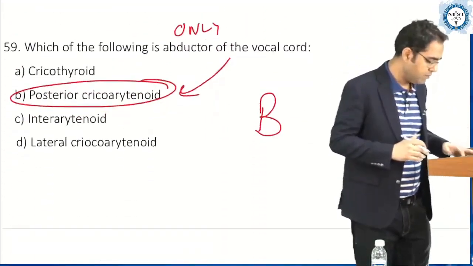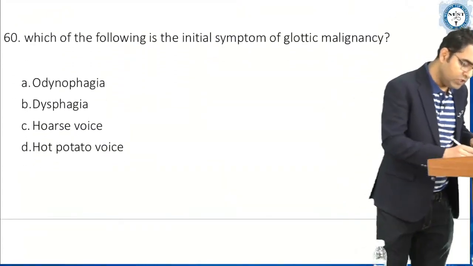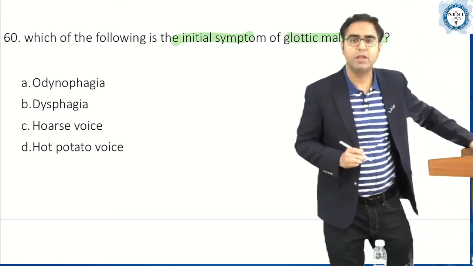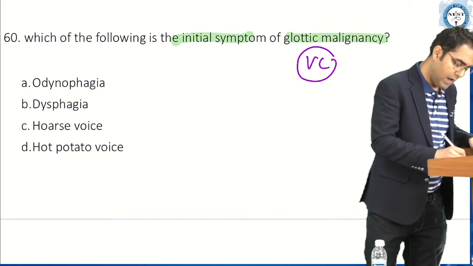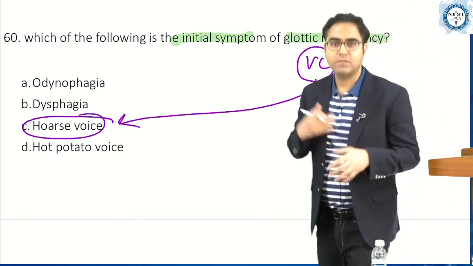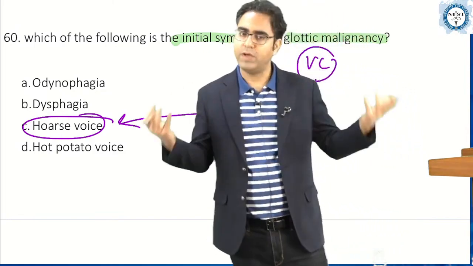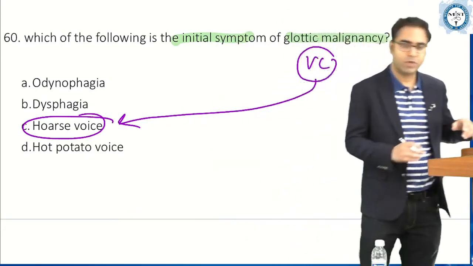We've done this one. Which of the following is the initial symptom of glottic malignancy? Initial symptom of glottic means what? Glottic means vocal cord cancer, beta. And this will be hoarse voice, beta. Glottic cancer, hoarse voice. Vocal cord problem, hoarse voice, beta. So, a very easy question to attempt. Glottic malignancy is hoarse voice, beta. Okay, fine.